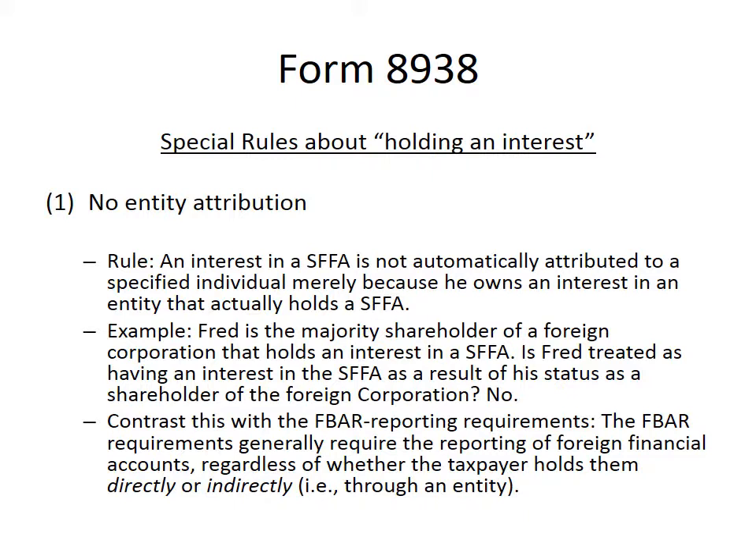And that's what sometimes confuses taxpayers, because they assume that the same logic applies in the world of 8938, and will automatically and falsely assume that because Fred indirectly owned the specified foreign financial asset through ABC, Fred has an interest in that specified foreign financial asset. But as we've now come to find out, he doesn't.